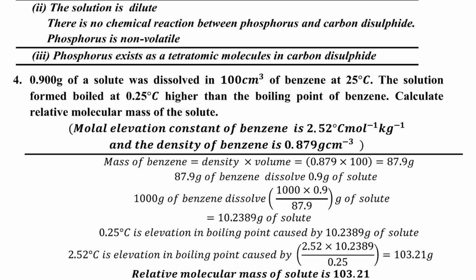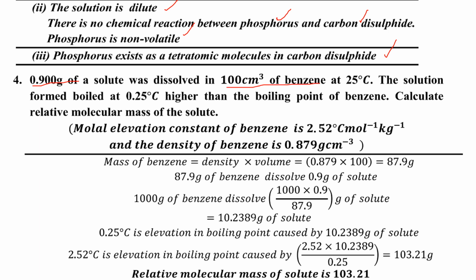The assumptions are always going to remain the same. The solution is dilute. There is no chemical reaction between the solid, which is phosphorus, and the solvent, which is carbon disulfide. The phosphorus should be non-volatile. And therefore, Roman number 3, phosphorus is going to exist as tetraatomic molecules in carbon disulfide.